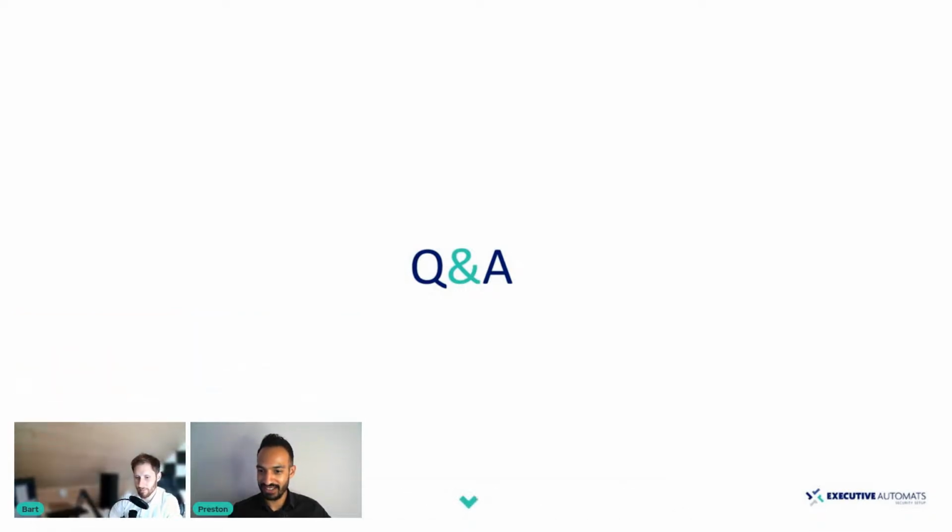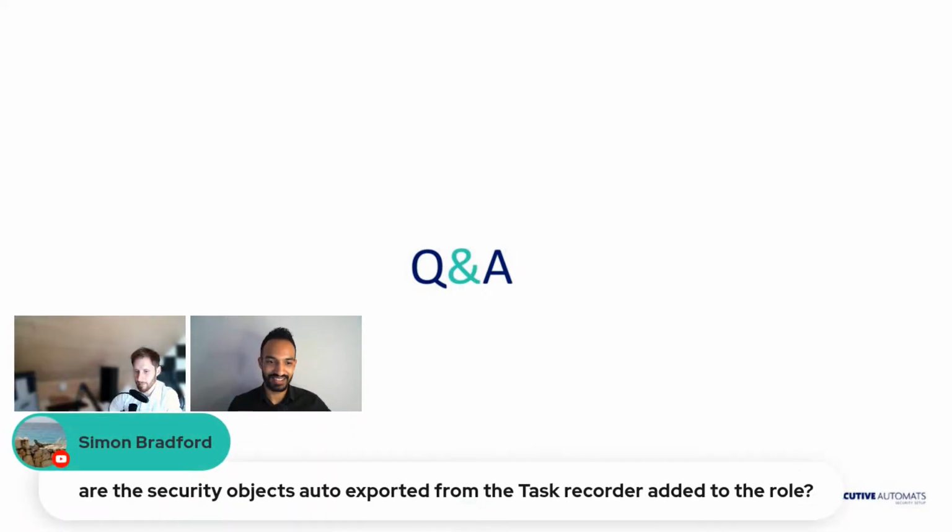All right, and then I see a few questions here on building the security layer. Okay, let's just see. Simon Bradford, hello. He asks, are the security objects auto exported from the task recorder and added to the role?